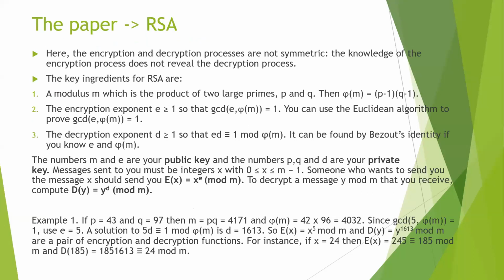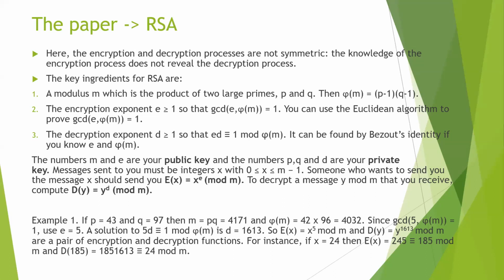Now we're really going to the topic of this paper, RSA. The encryption and decryption processes of RSA are not symmetric. Knowledge of encryption processes does not easily reveal the decryption process. You need 3 key ingredients to make it work. A modulus m, which is the product of 2 large primes. It may be even more large primes. Then phi m is p minus 1 times q minus 1.